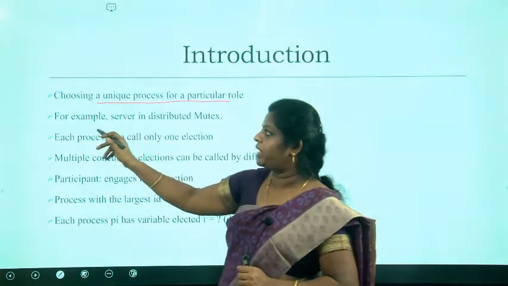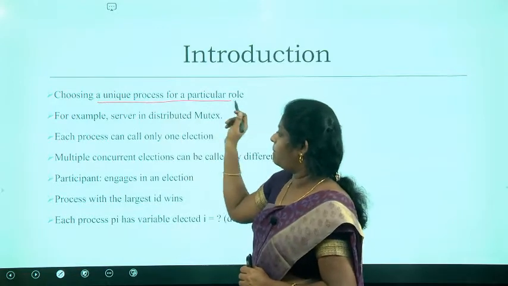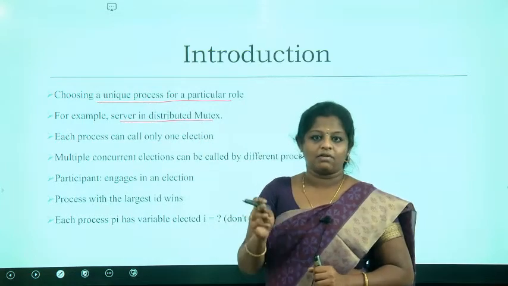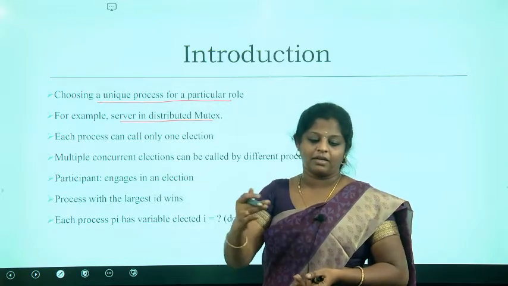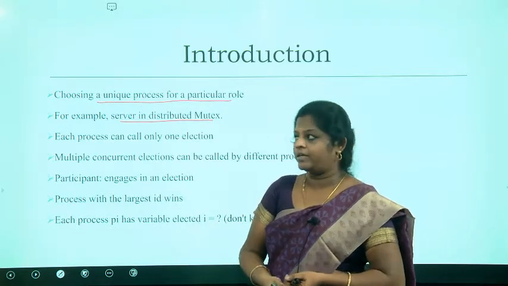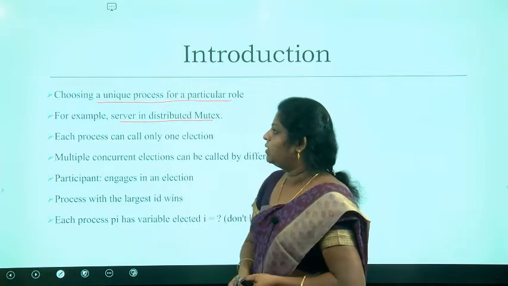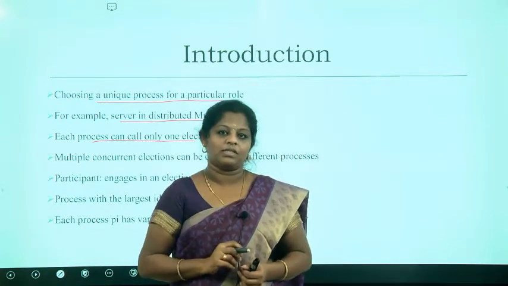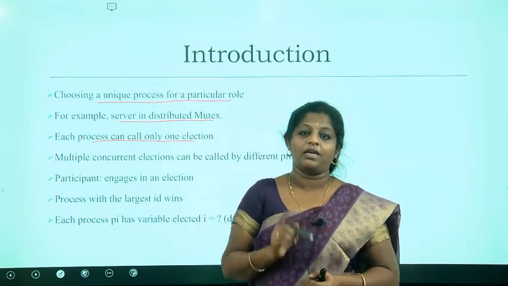It is going to choose a unique process, that means one process, to play a particular role. For example, we saw the server in distributed mutex. In the central server algorithm, the server plays a role of giving the response to the client who sends the request to enter into the critical section. The server in the distributed mutex is an example for this. And each process can call only one election. For example, if we have 5 processes, each process should call an election only one time.